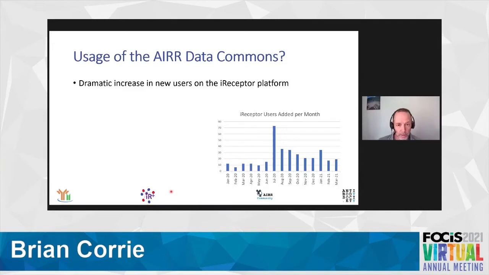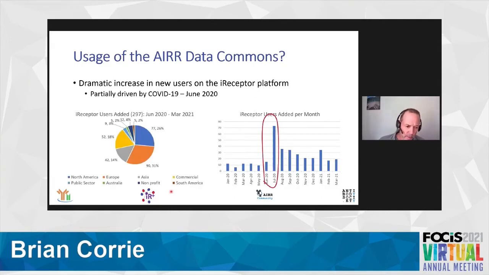One of the things I wanted to point out, just to inspire usage of the AIRR Data Commons, is that we have seen a dramatic increase in new users on the iReceptor platform. This is my best way of gauging use of the AIRR Data Commons. In particular, this really large spike in new users between June and July of 2020 is when the COVID-19 data became available in the AIRR Data Commons. Previous to that, we would have maybe 10 new users added to the platform per month. When the COVID-19 data was announced, we actually had, as you can see from the graph, over 70 new users apply for accounts on the iReceptor platform. And since then, we've had between 20 and 30 new users ask for accounts per month.